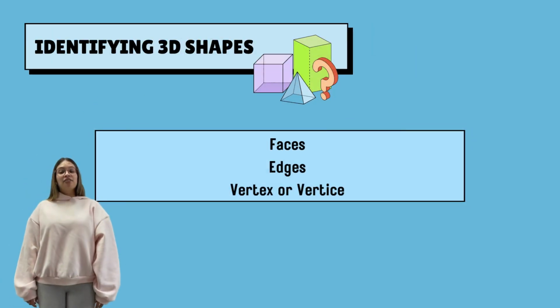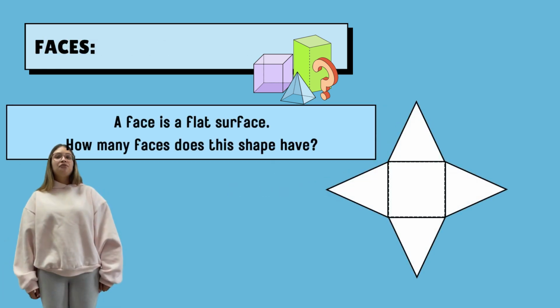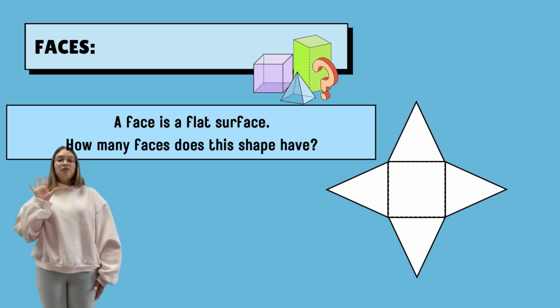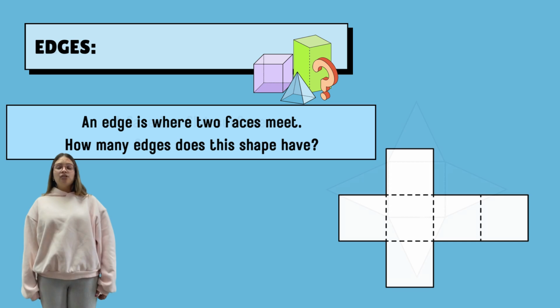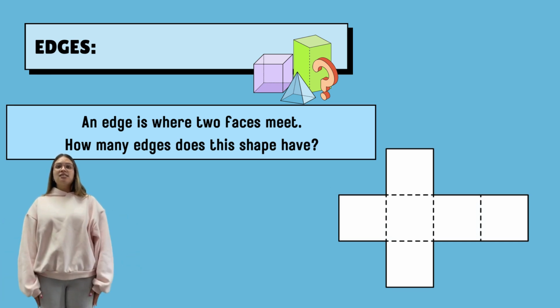When classifying 3D objects, we use 3 terms: faces, vertices, and edges. Face. A face is a flat surface. How many faces does this shape have? That's right, 5. Edge. An edge is where 2 faces meet. How many edges does this shape have?